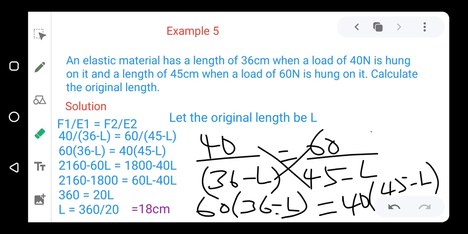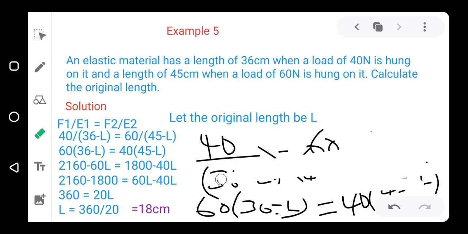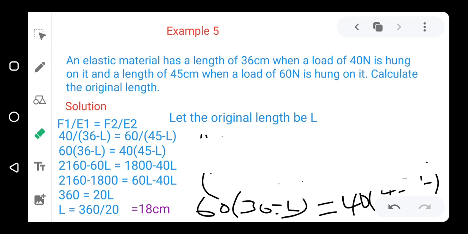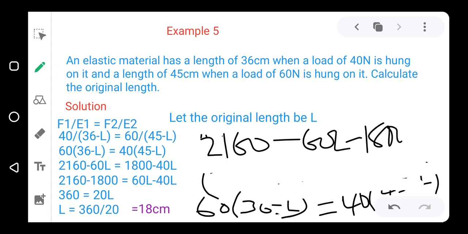Now that gives us 60 times 36, which will give us 2160, minus 60 times L, which will give us 60L. Then minus 40 times 45 will give us 1800, minus 40 times L, which will give us 40L. That is what we have here.